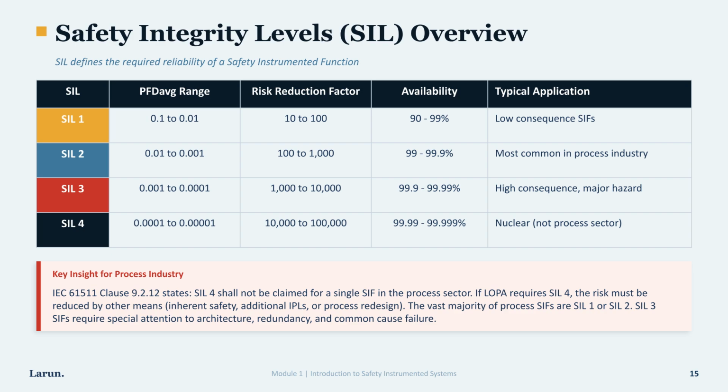Safety integrity level, or SIL, defines the required reliability of a SIF, ranging from 1 to 4. For the process industry, IEC 61511 states that SIL 4 shall not be claimed for a single SIF. Most process SIFs are SIL1 or SIL2.